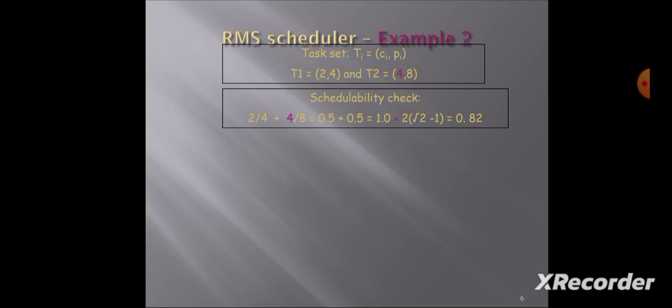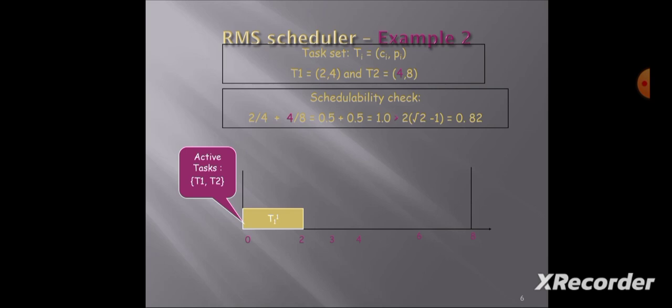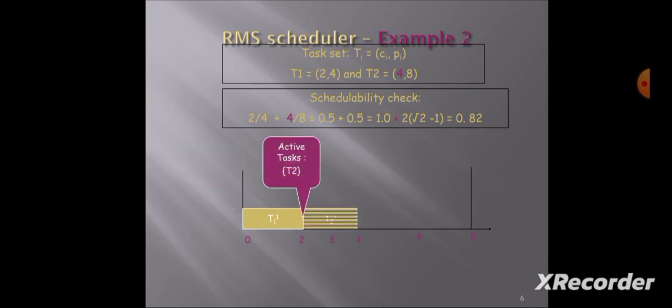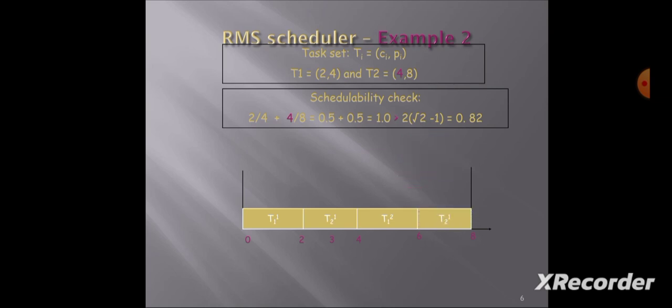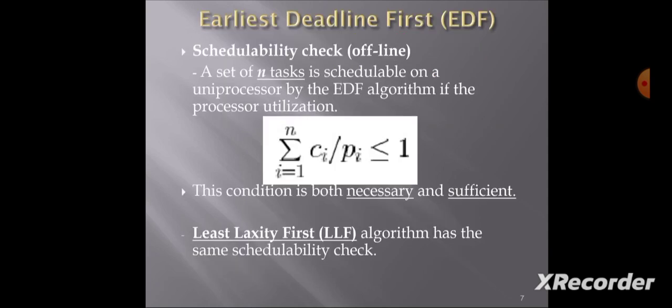Like this, if you are seeing one more example, the task set Ti is equal to (Ci, Pi). Here they are giving T1 as 2 comma 4 and T2 as 4 comma 8, and if you are taking the active tasks T1, T2, the scheduling will be handled like this. So that's all about the RMS scheduling algorithm. It just gives the highest priority for the smallest computation time.